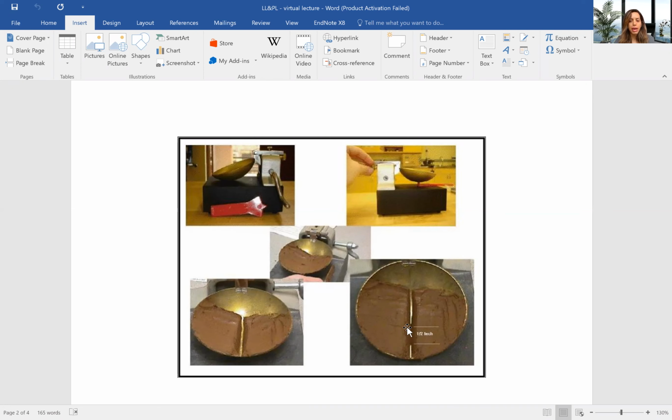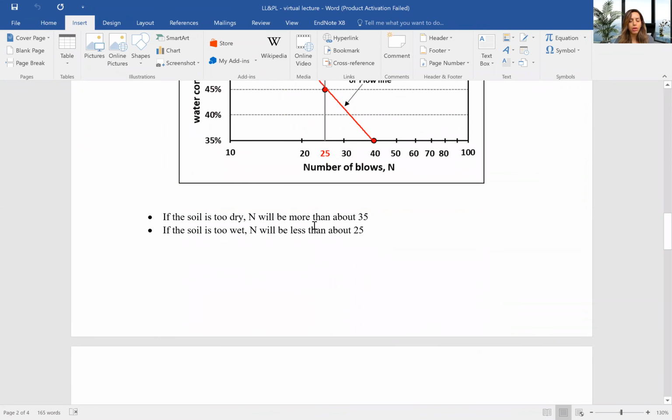What does that mean? That means if your blow counts are more than 35, your soil is too dry to close. So you have to add more water to it. If your blow counts are less than 25, that means your soil is too wet. That's why it closes too quickly. If you have a too wet soil, you can't add dry soil to it. That's not how we do it. We have to play with it until the soil loses its moisture content. If your blow count is more than 35, then your soil is too dry, so you can add water to it.